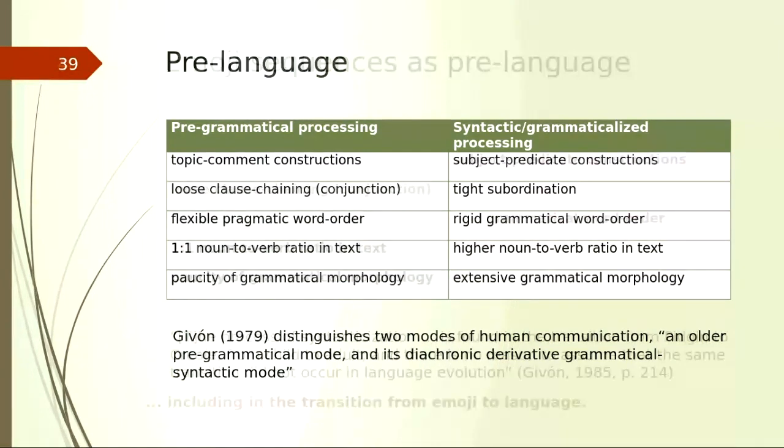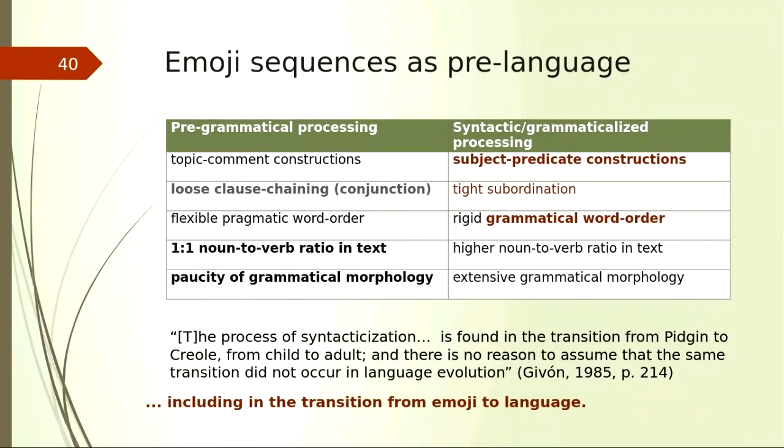And if we look at emoji sequences in relation to these characteristics, we can see, starting from the bottom of the chart, that there is in emoji sequences a paucity of grammatical morphology, one-to-one noun to verb ratio in text, as we discovered, and loose clause chaining. Although I think there's a couple of examples I could show you that suggest that we're moving towards some kind of hierarchical subordination. And if there's time, I have a slide maybe I can show you about that. So those are characteristics, anyway, of the pre-grammatical processing.